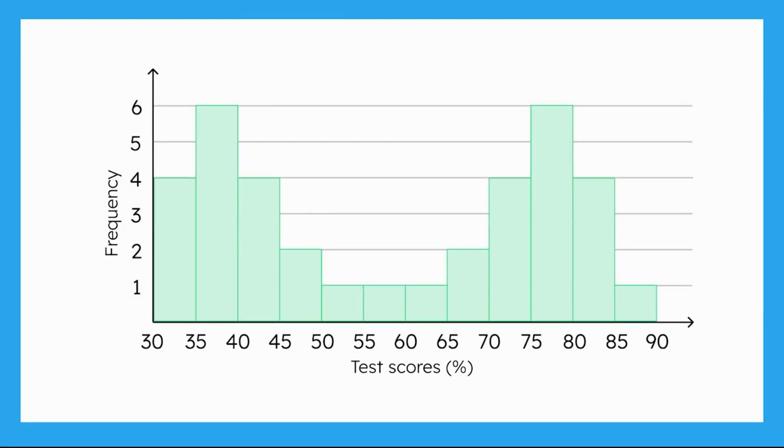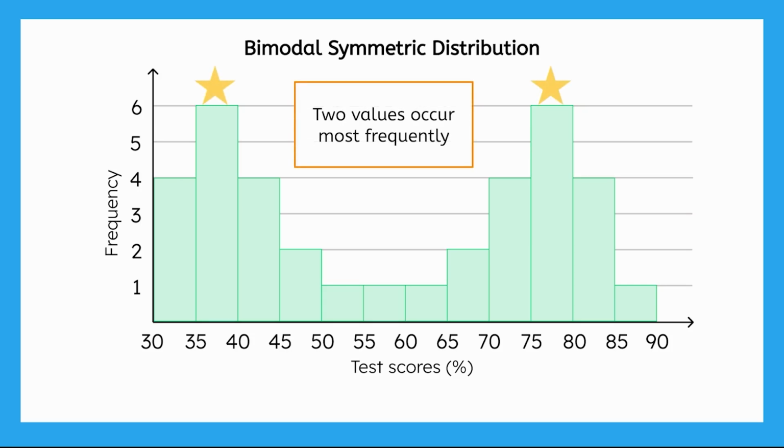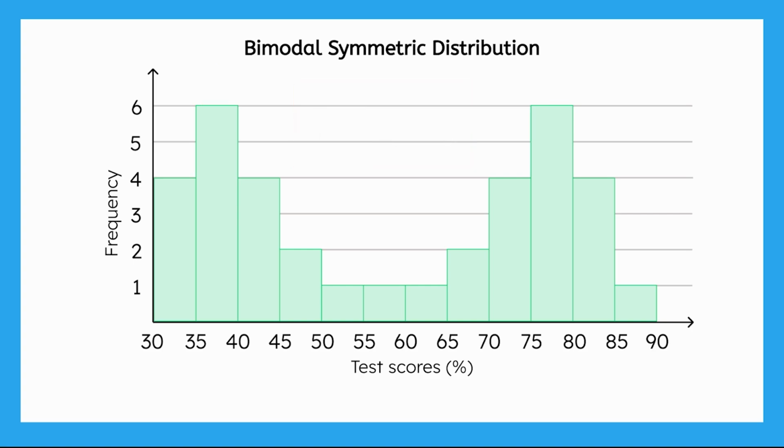Take a look at this histogram that shows the exam scores for a senior history class. How would you describe its shape? This histogram is an example of a bimodal symmetric distribution. Since it is bimodal, as evidenced by these 2 peaks, it has 2 modes, or 2 values that occur most frequently. However, just like a unimodal symmetric distribution, the mean and median are at the center and are almost equal.